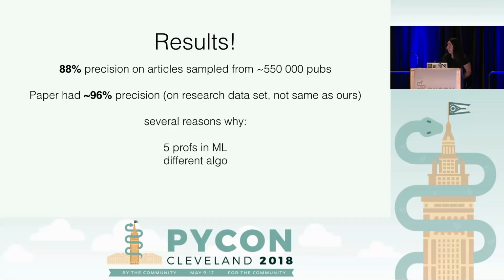Results. I'm being hand-wavy about how the results are split, but it's basically about 88% precision, I think about 90% now, I forgot to change the slide, on articles from about 550 publications. The paper had 96% precision on their research data set, not ours.